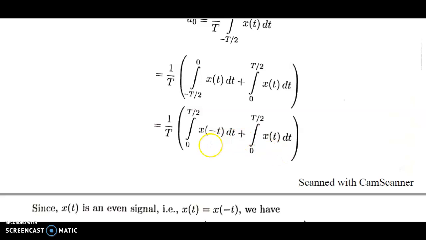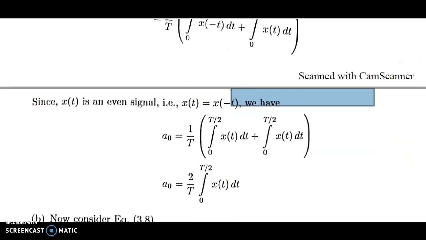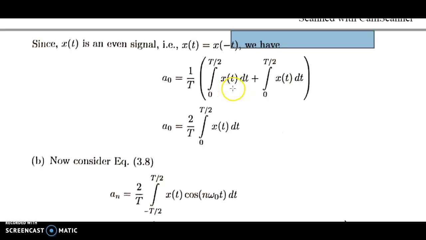Now we know the signal x of t is an even signal. Therefore, x of t is equal to x of minus t. So replacing the x of minus t in the first integration by x of t, now consider these integrals, both terms are the same: integral 0 to T by 2 x of t dt. So it can be written as 2 into, so a0 is equal to 2 by T integral 0 to T by 2 x of t dt. So this is how we have obtained the coefficient a0 for an even signal.